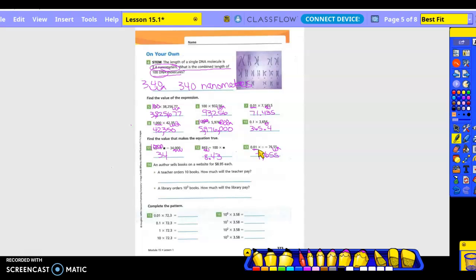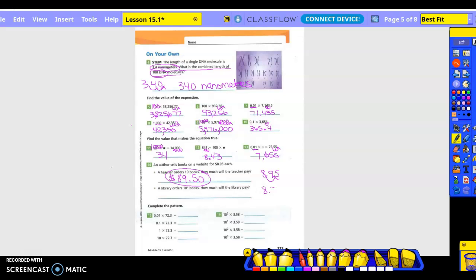A teacher orders books on a website for $8.95 each. A teacher orders 10 books. How much will the teacher pay? So I have the $8.95, and then they order 10 books. So am I moving to the right or the left? To the right, because it's a whole number. How many places? 2. So it would be what? $89.50.